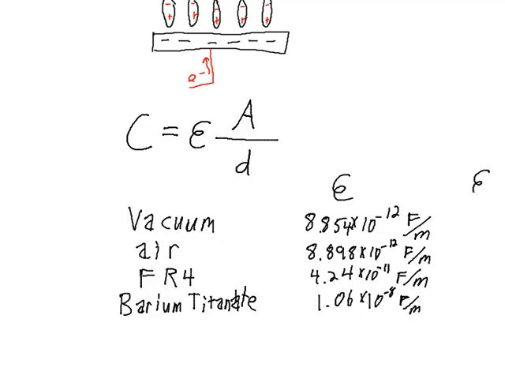Oftentimes things are measured in relationship to a vacuum, and we call this epsilon R, or just the relative permittivity. The relative permittivity of a vacuum is just 1. Compared to a vacuum, the relative permittivity of air is 1.005, so it's 1.005 times bigger. FR4 is 4.8 times higher permittivity than a vacuum, and barium titanate is 1,200 times higher permittivity than a vacuum.